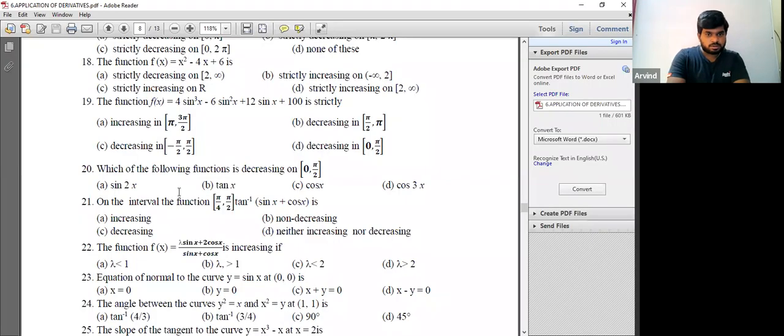Okay, let's go to the next one. On the interval function, okay, we have finished that. The function f of x is equal to lambda sin x plus 2 cos x divided by sin x plus cos x is increasing. First find out f dash of x. Please do this. F dash of x neeve kandidiri. It's very simple. Just find f dash of x, then you can do it.